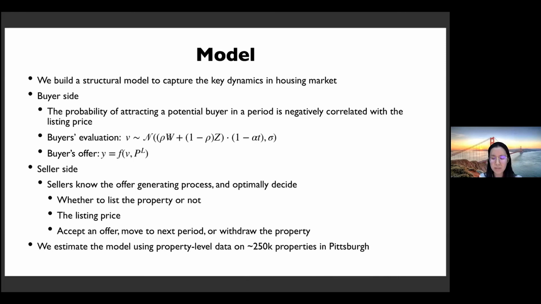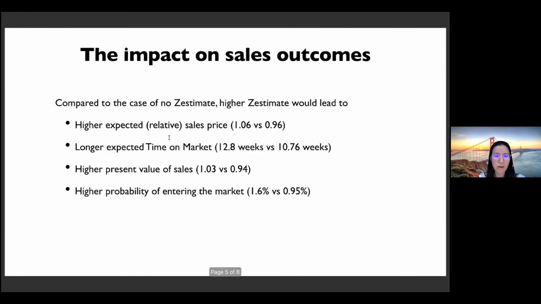With the econometric model, we estimate the model using property level data on about 250K properties in Pittsburgh. And with the estimated model, we can run simulations about the counterfactual market outcome in a world where Zestimate is not available, and compare the outcome with the actual world where the Zestimate is present.